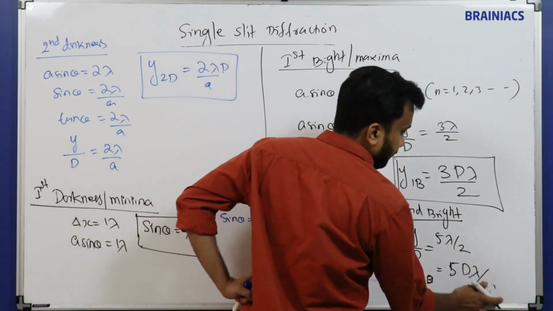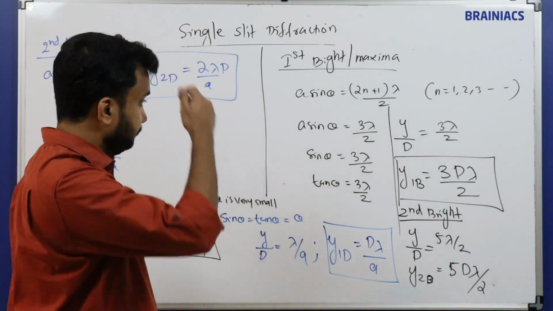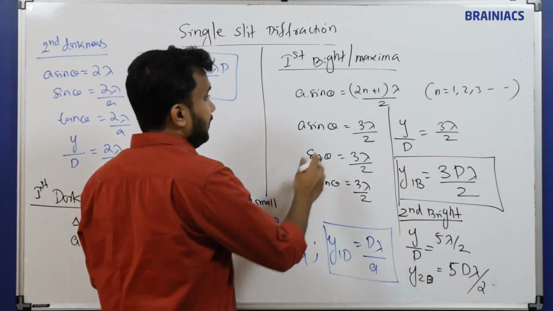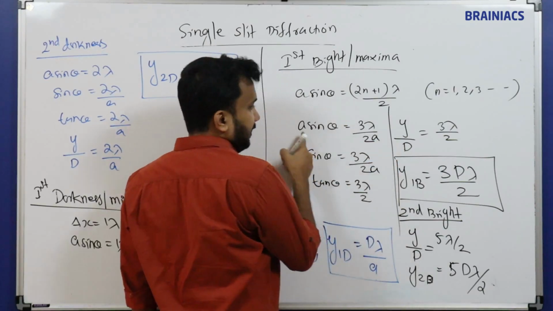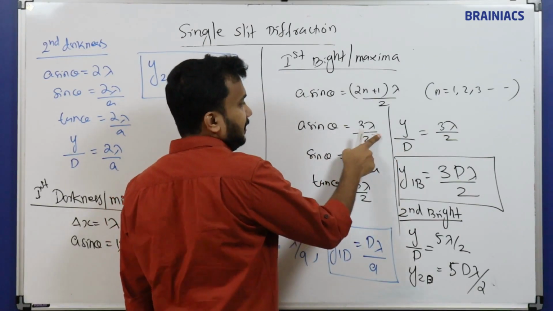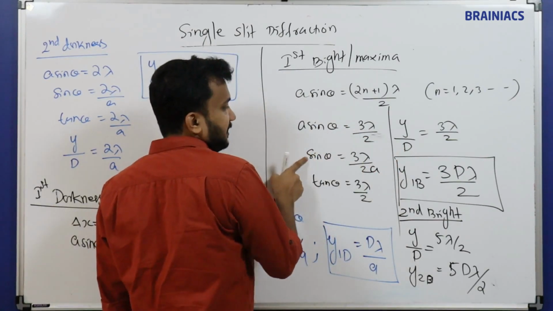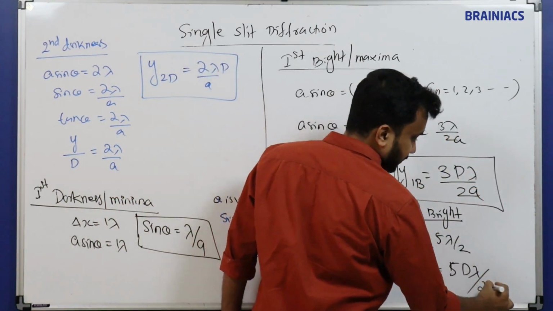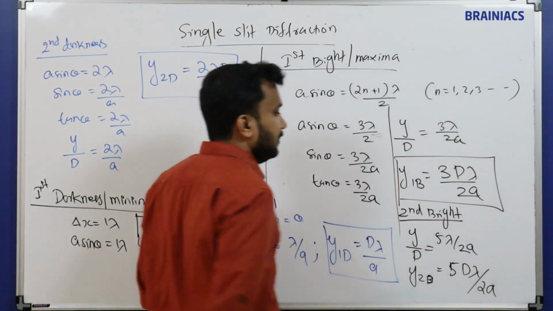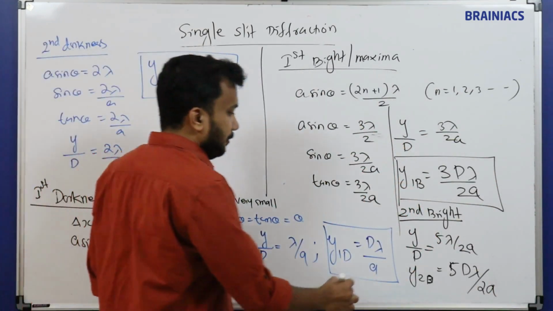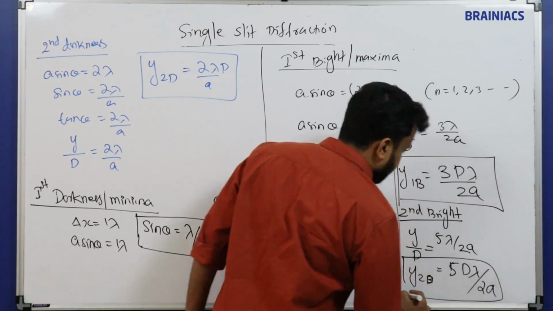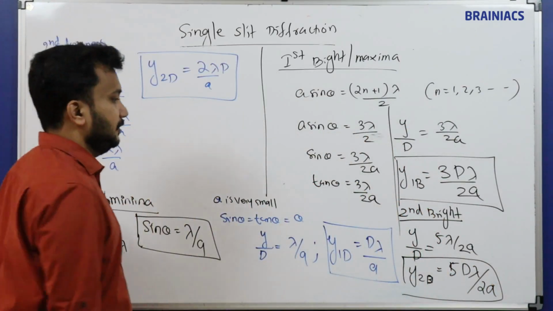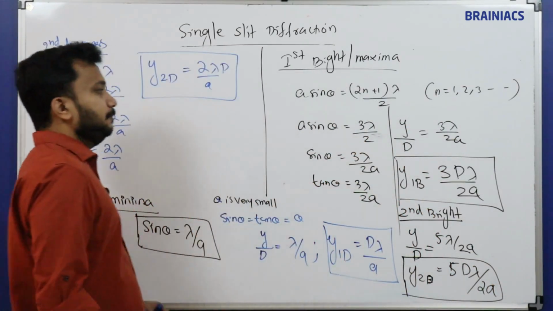No, a will not come, right? Okay, let me see what happens. Here 3 lambda, here a will come. a sin theta is 3 lambda by 2, but sin theta, a will come. A is also here, A is also here. So 5D lambda by 2a. Here also I put A, right? So that is fine. Okay, so like this.